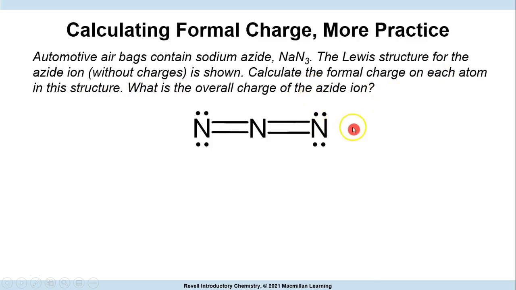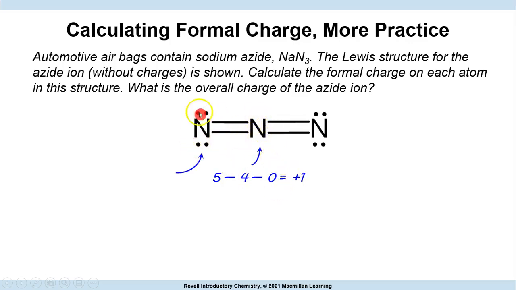So the overall charge is the sum of all the charges. Now, let's look at the nitrogen in the center here. We know that nitrogen has 5 valence electrons, and we have been given this structure which has 4 bonds. So 5 minus 4, and we have no unshared electrons, so 5 minus 4 minus 0. That gives us 1, so plus 1. So the central atom here has a formal charge of plus 1.